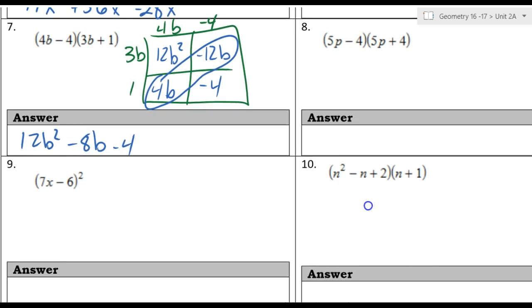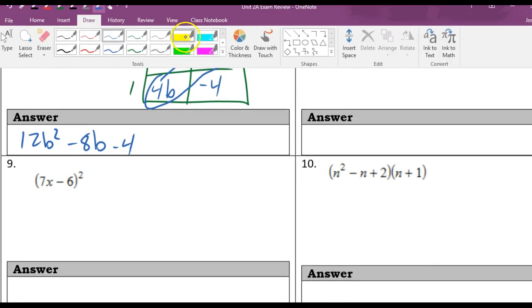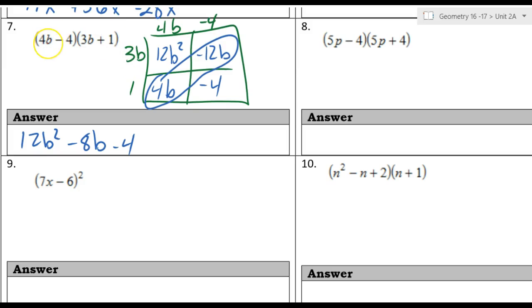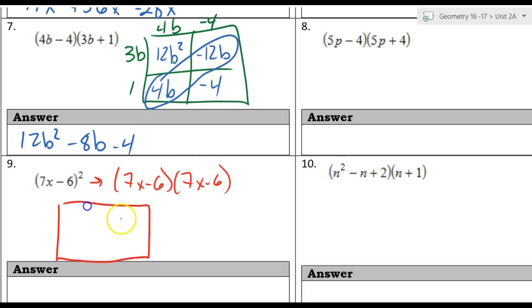Number 9 has more in common with what we just did in 7 than some students might realize. Because if you have 7x minus 6 all squared, this all squared really just means that I have 7x minus 6 times 7x minus 6. So again, it's going to be a binomial times a binomial. Just like we did above, we want to use our boxes. So I have 7x, negative 6, 7x, negative 6.